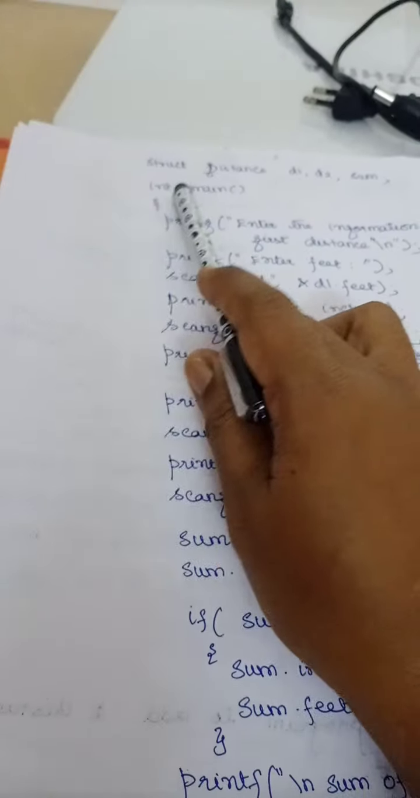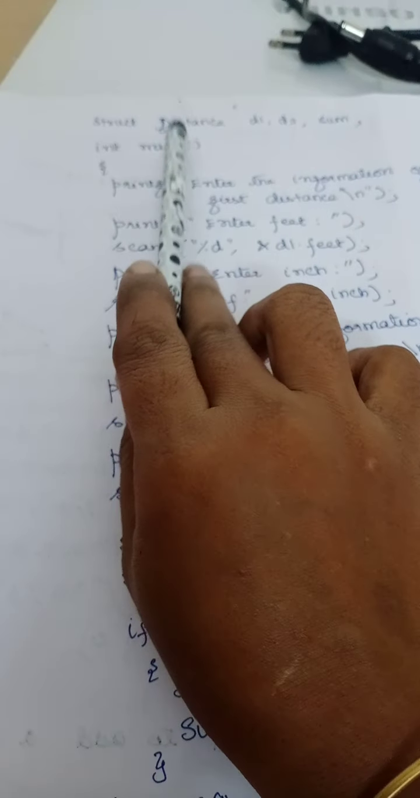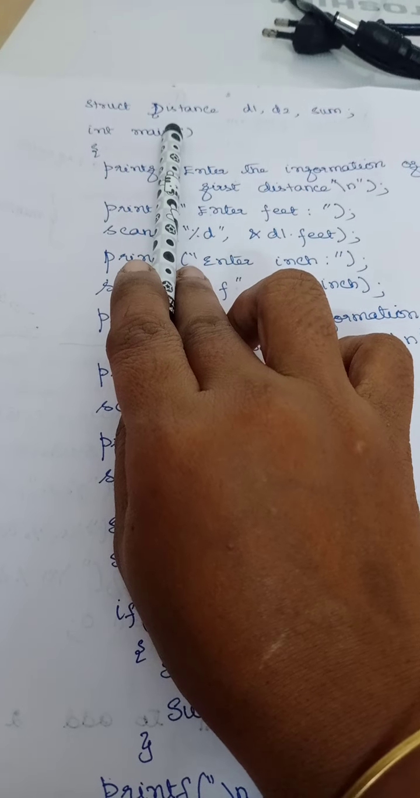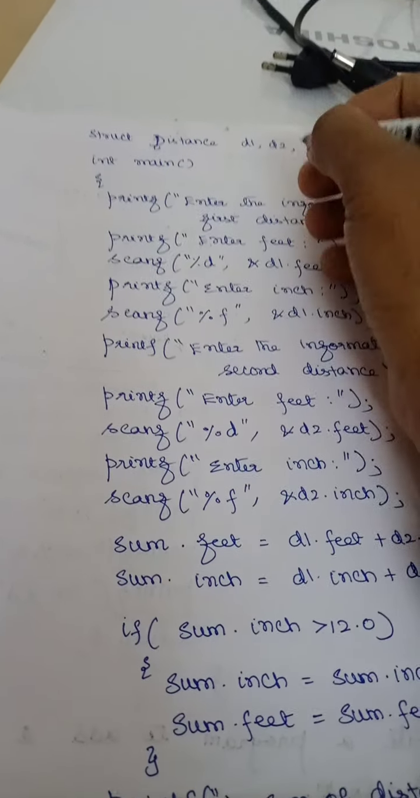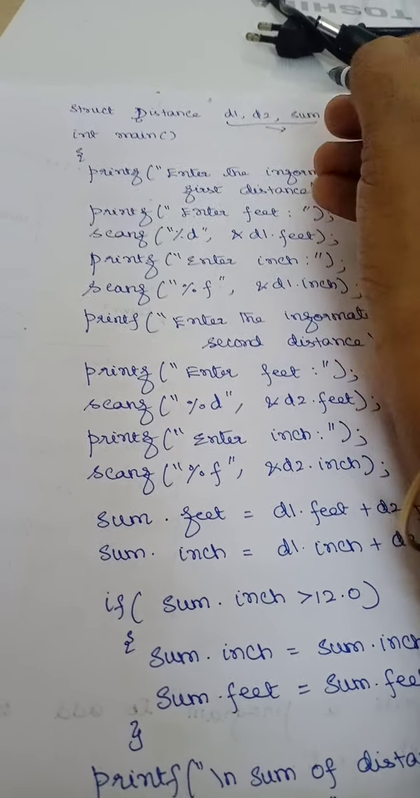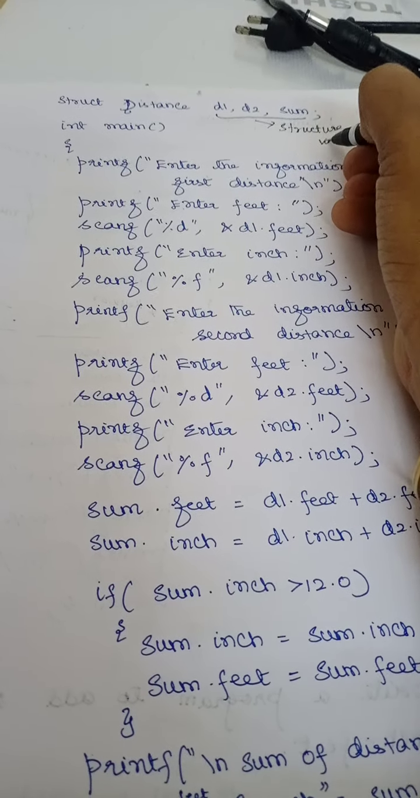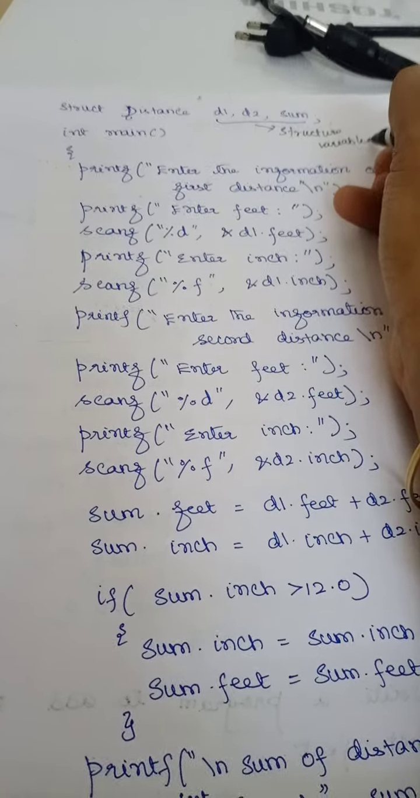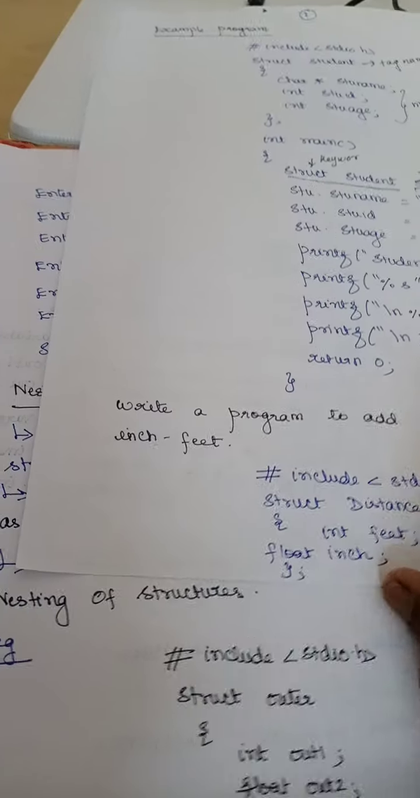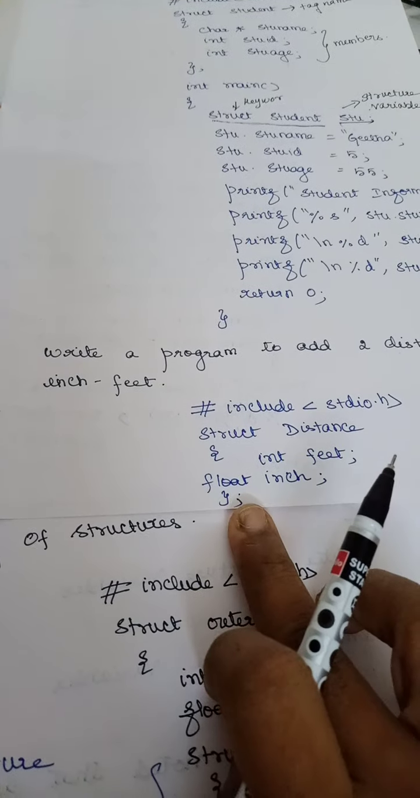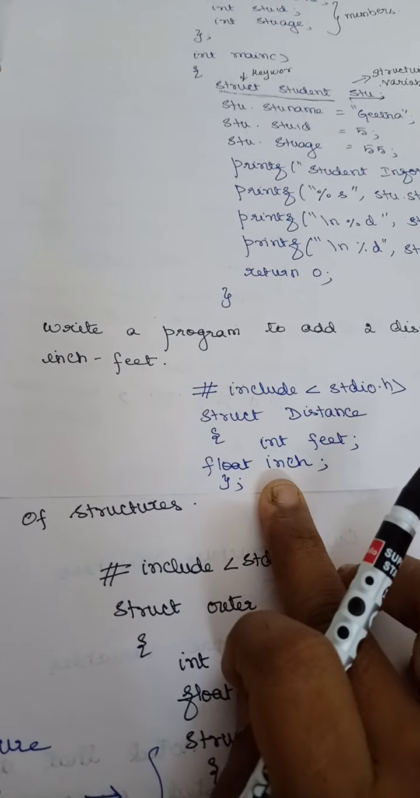Now here I have declared a structure variable, struct distance. Distance is nothing but the name of the structure. d1, d2, sum. Here these are all going to be my structure variables. Now when you see here I have not declared the variable here. Yes or no? Here I have not declared the variable. Here also you can declare it. How you can declare it? d1, d2, sum. Is that clear?